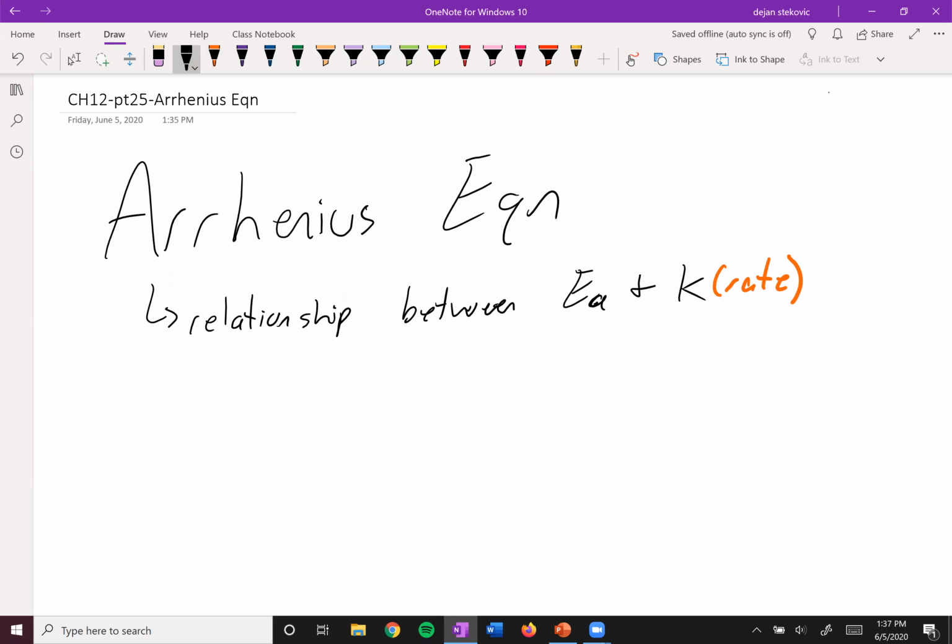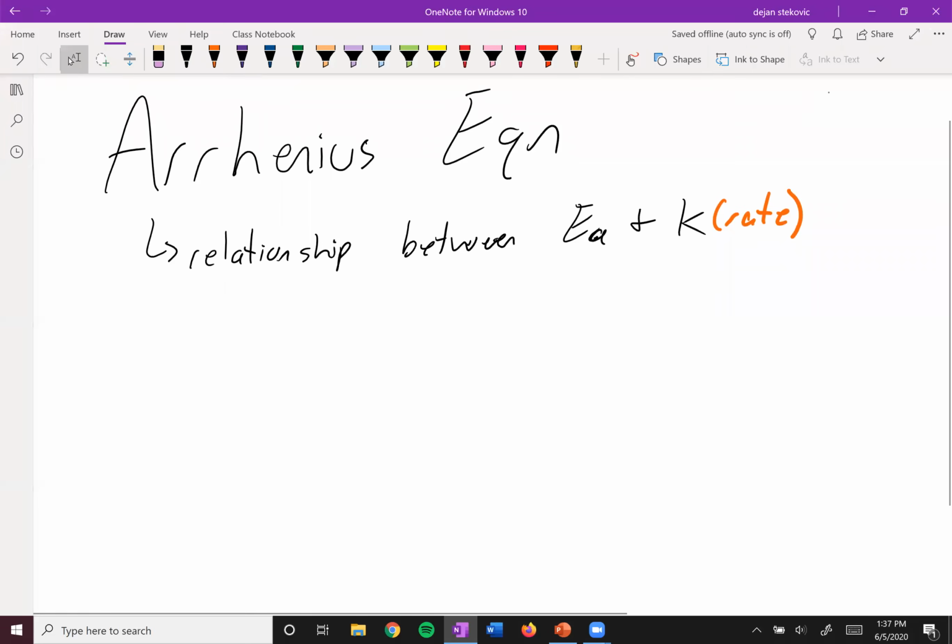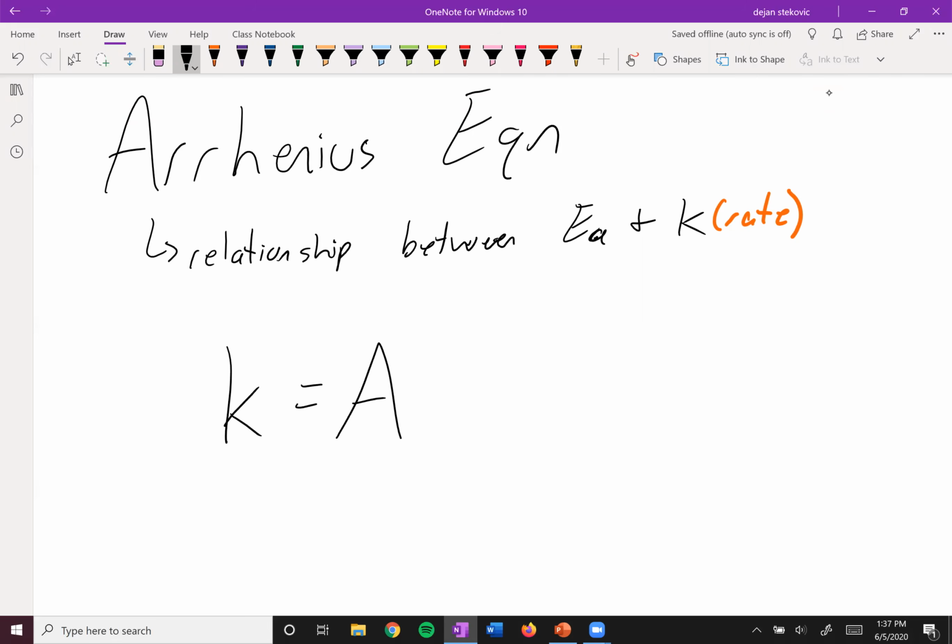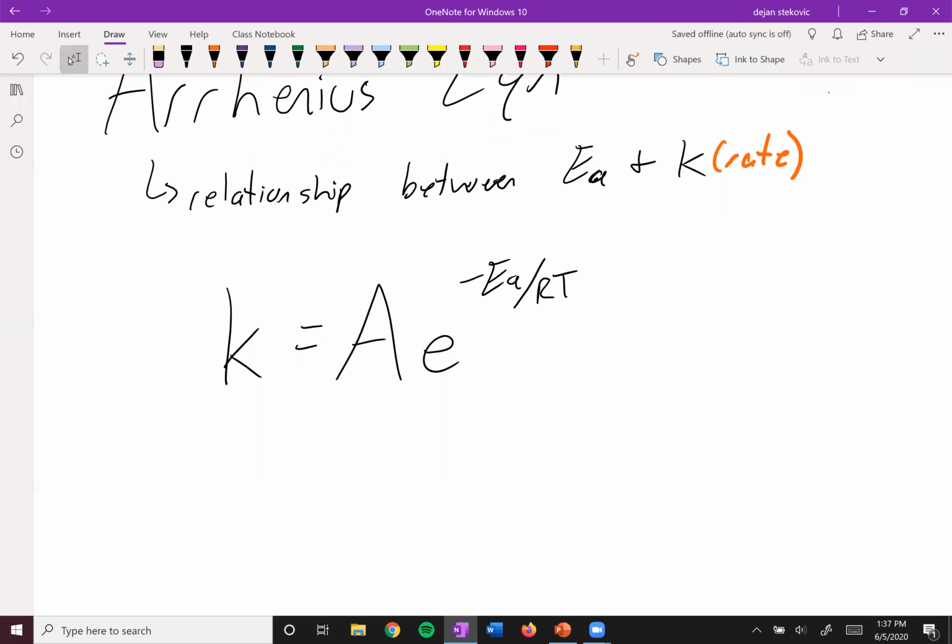So let's take a look at the relationship between these things, and not just activation energy, but some other things as we'll see. So the equation goes K, the rate constant, is equal to big A, e to the negative EA over RT. So let's take a look at this one. We said this was the rate constant. The bigger this is, the faster the reaction is going.